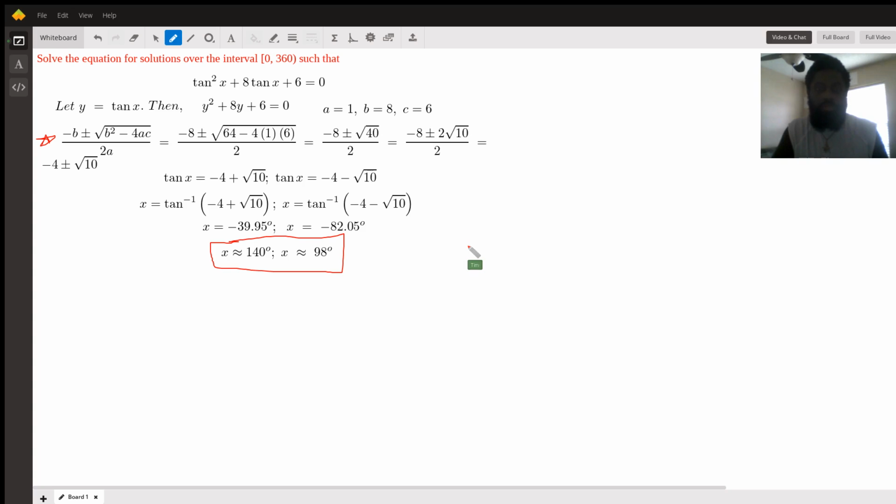So that means since our equation is squared, we have two possible solutions. The angle is either 140 degrees or the angle is 98 degrees. In some situations, both answers may be correct, but in this case, it depends. I leave that up to you.